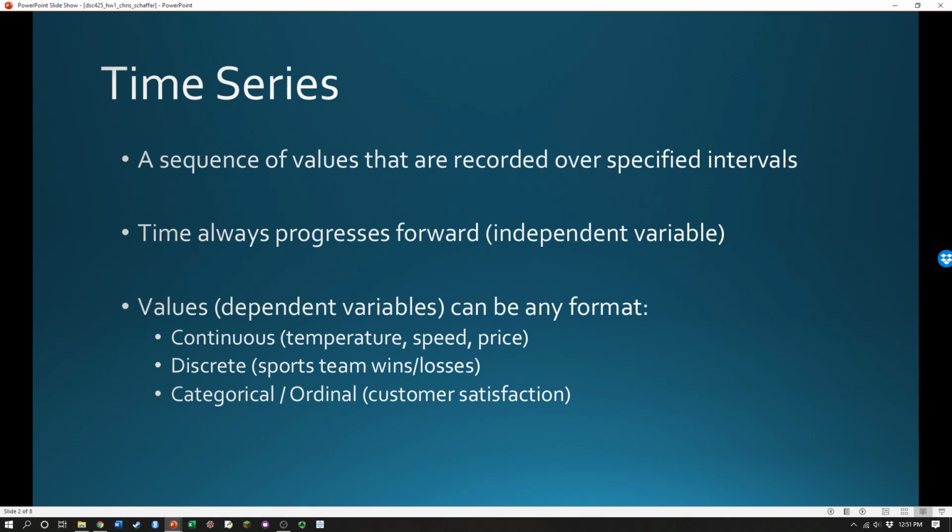First, we were asked to come up with definitions and explain time series in our own words. My general definition would be a sequence of values that are recorded over specified intervals. Time is a parameter which always progresses in one direction. It is the independent variable. And values which depend on the time, or the dependent variables, can be whatever format, basically anything. They can be continuous, they can be discrete or categorical, and there are some examples listed there.